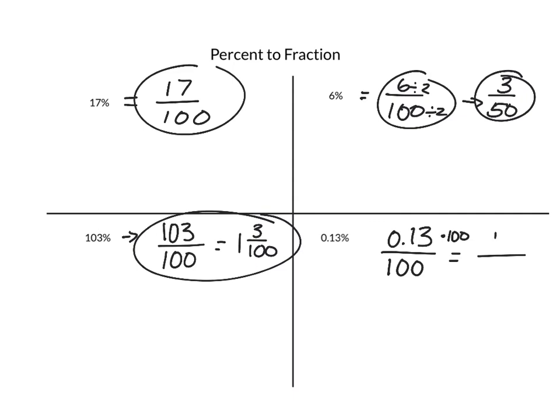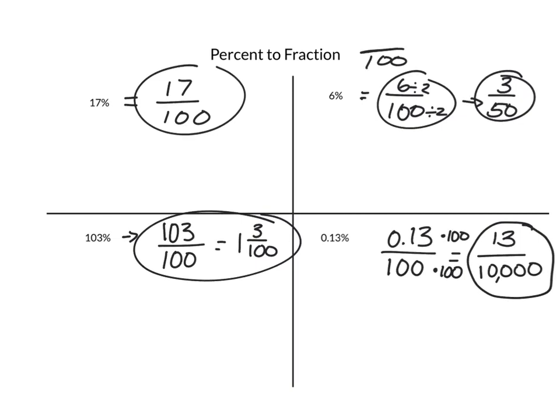When we do that, we get 13. To keep the fractions equivalent, we have to multiply the denominator by the same number we multiplied the numerator by, so 100, which means we have to multiply 100 times 100, which gives us 10,000. So 13 hundredths of a percent is equal to 13 out of 10,000. Okay, so just remember that all percents are out of 100, and that's how you change a percent to a fraction.